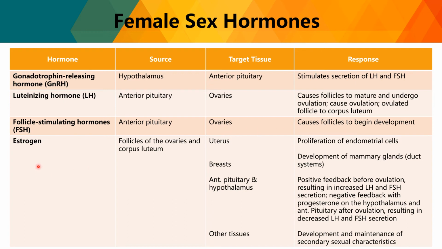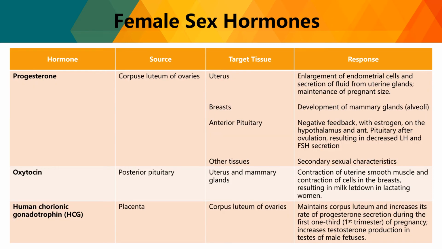And then for estrogen, the source is the follicle of the ovaries and the corpus luteum. The target tissues are the uterus for the proliferation of endometrial cells, the breast for the development of mammary glands, especially the ductal systems. It also targets the anterior pituitary and hypothalamus for positive feedback before ovulation, resulting in increased LH and FSH secretion, negative feedback with progesterone on the hypothalamus and anterior pituitary after ovulation, resulting in decreased LH and FSH secretion. For other tissues, this is for the development and maintenance of the secondary sexual characteristics.